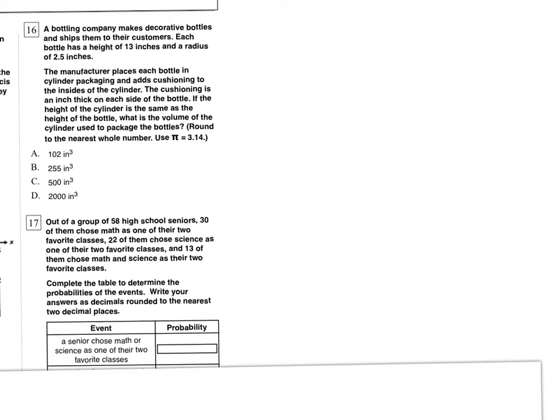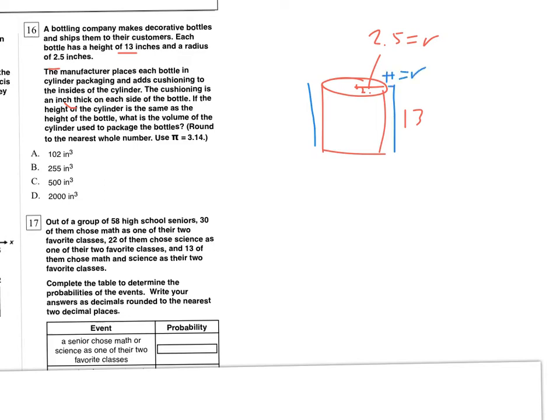All right, number 16, it says we have a cylinder here. And so each cylinder has a height of 13 and a radius of 2.5. So we'll make this 13, and then our radius is 2.5. However, they place each bottle in a cylinder packaging, and it's an inch thick on each side of the bottle, but the height is the same. So then that means my packaging is just going to increase the radius here by 1. And so that's going to make my total radius here be 3.5.